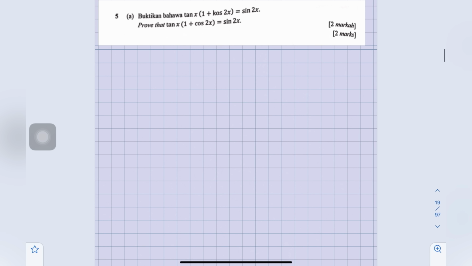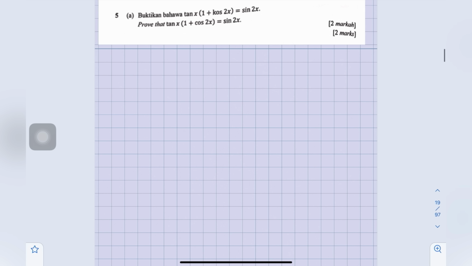Number 5a, prove that tan x (1 + cos 2x) equals sin 2x. To prove, we have the left hand side and the right hand side. To choose which side, normally we choose the longer one because it's easier to simplify rather than to expand. So we choose the left hand side: tan x (1 + cos 2x).